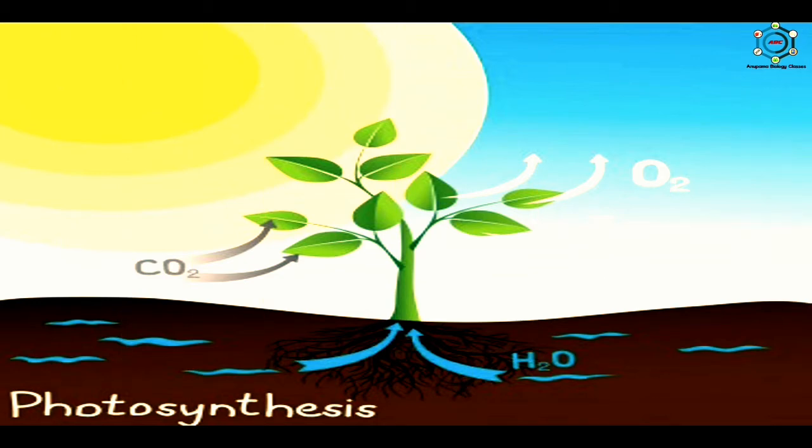Curiously, only 0.2% of the total solar energy falling on Earth's surface is utilized by photosynthetic organisms. Yet, this amount of trapped energy is just sufficient to meet the entire food requirement of all living organisms on Earth.